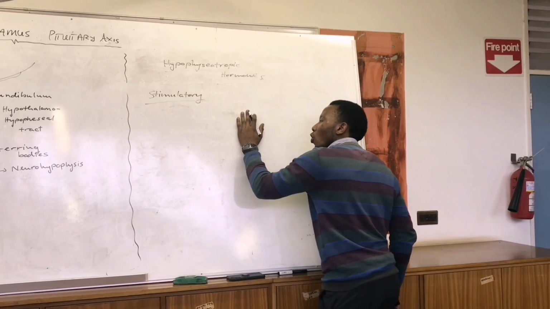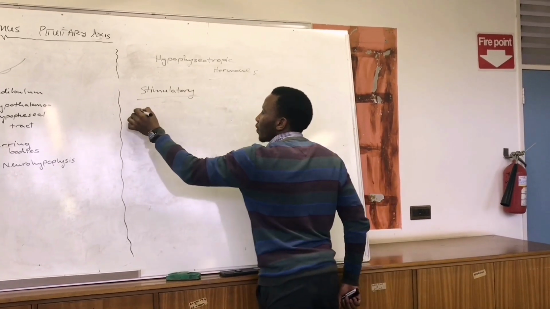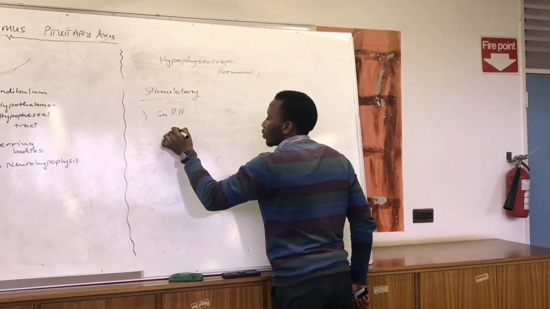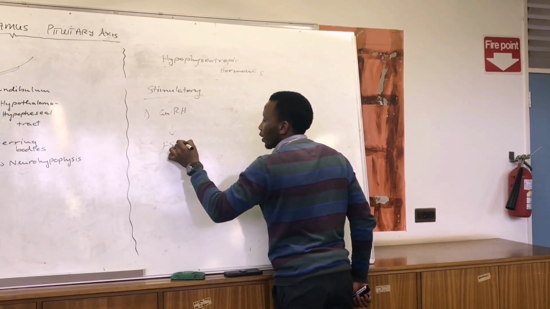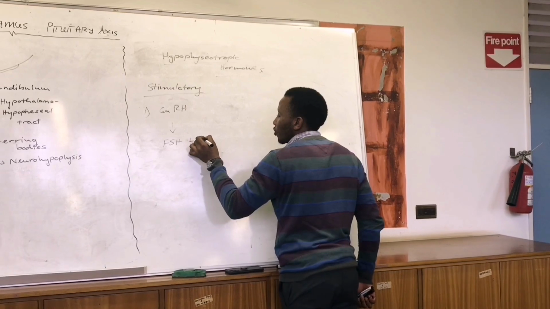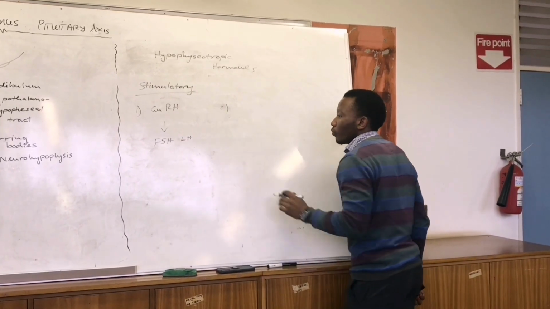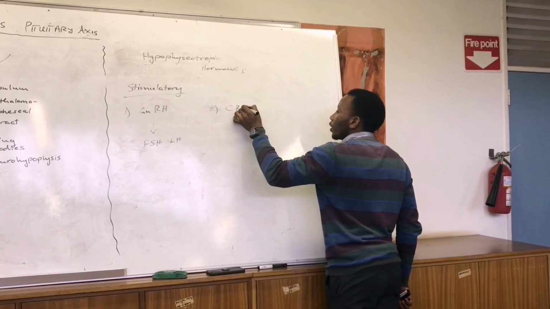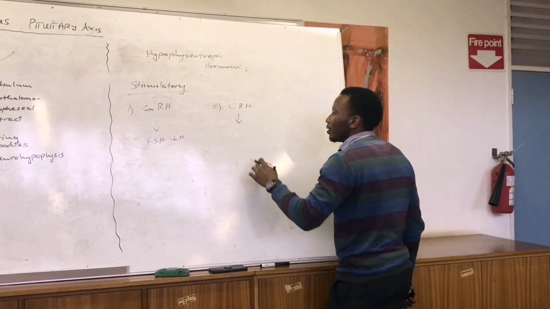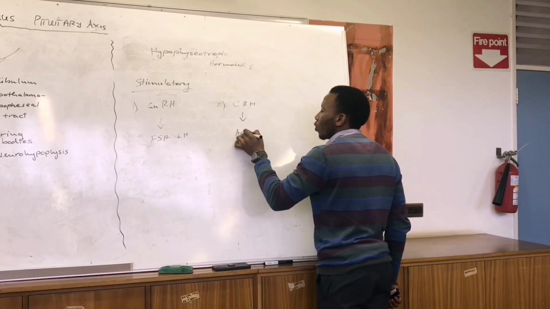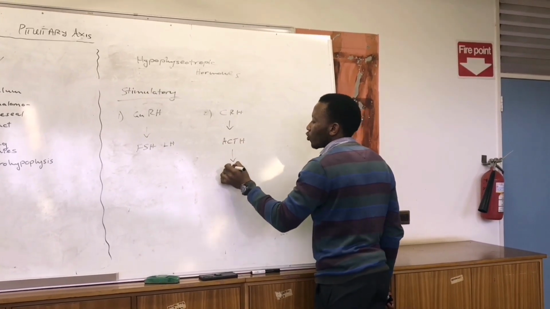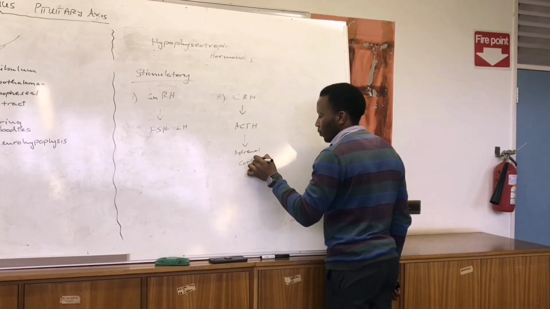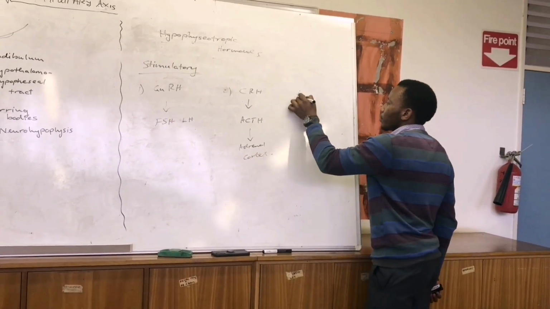For the stimulatory hormones coming from the hypothalamus, we have the following. We have gonadotropin releasing hormone. We say this one will stimulate your FSH and LH, okay? Second one, we talk of corticotropin releasing hormone, goes to the anterior pituitary and stimulates the secretion of adrenocorticotropic hormone. This one goes to your adrenal cortex, okay?